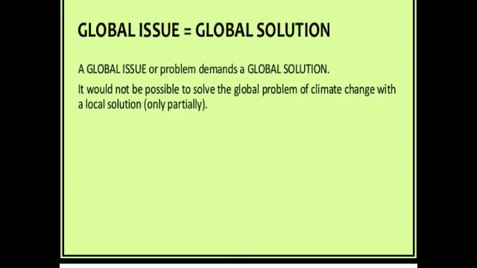It would not be possible to solve the global problem of climate change with a social solution or local solution, even though local courses of action might be taken to help towards a global solution. For the problem of climate change, for example, a local course of action might be a poster campaign aimed at businesses, encouraging them to reduce the amount of fossil fuels they are using.